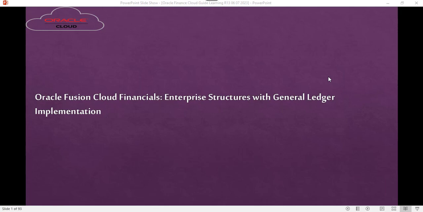Welcome everyone. In this topic we are going to have a look at configuring enterprise structures for Oracle Fusion Cloud Financials.